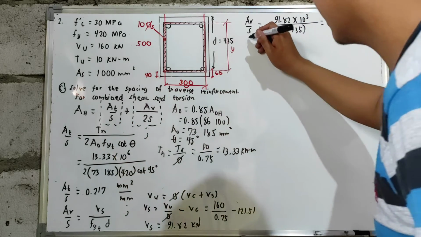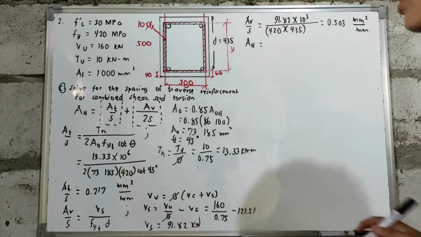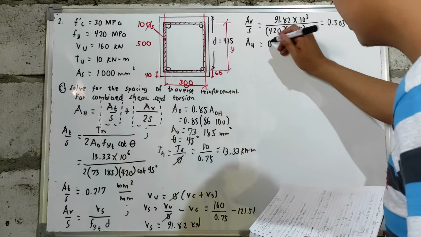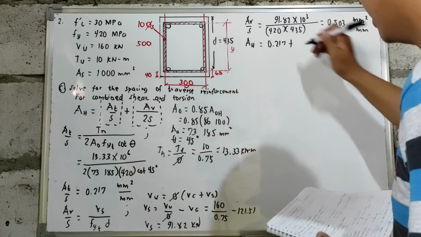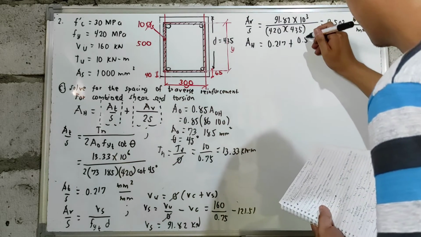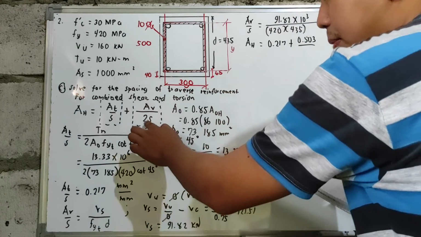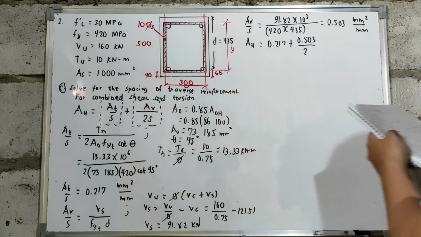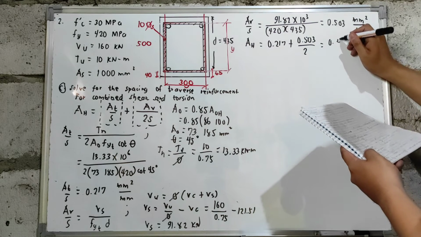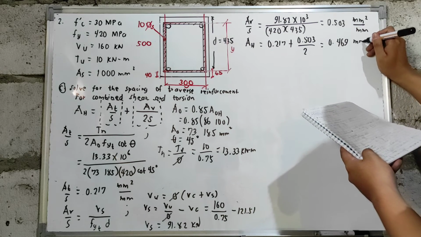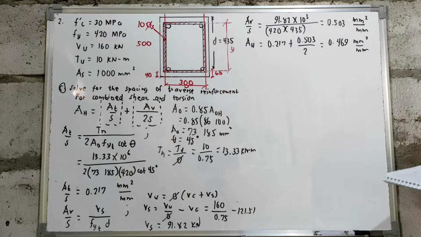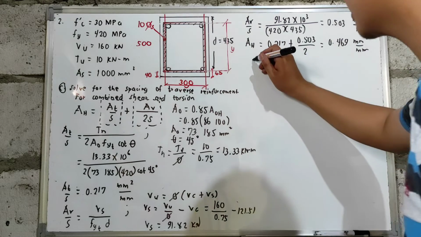Let us now calculate for the total area. So, our AT over S is 0.217, plus half of AV over S. So, we have 0.503, and it is over 2, so we divide that by 2. So, you will have a value of 0.469 mm squared per mm. Now, how are we going to calculate the value of the spacing?